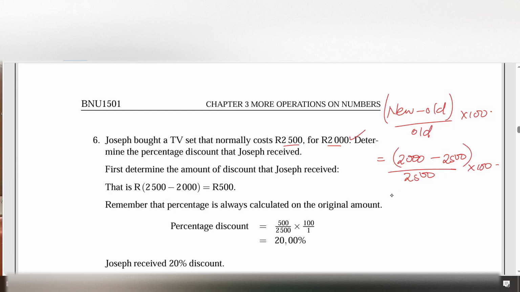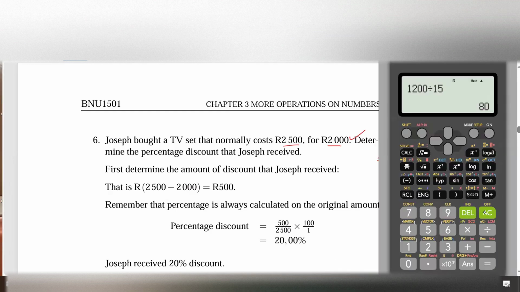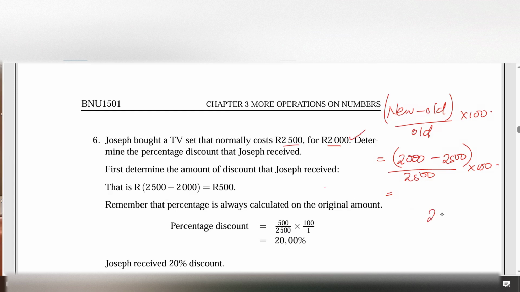Now, the difference between a percentage decrease and a percentage increase is the negative sign that we attain. So here we're going to have 2,000 minus 2,500, we are dividing by 2,500, and then we are multiplying by 100%. This gives us minus 20. So it's a negative because it is a discount. So that's going to be 20%.